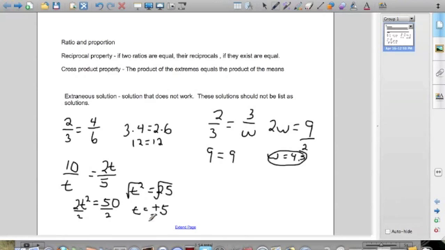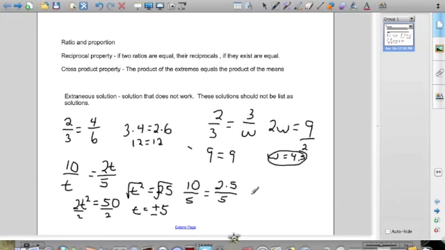Now, I want to check these. I have this other term up here called extraneous solutions. These are solutions that do not work, which basically means when I substitute 5 and negative 5 in for t here, it should make a true statement. So let's take a look at 5. I got 10 divided by 5. Is that equal to 2 times 5, which is 10, divided by 5? And the answer is yes. So 5 is a solution.